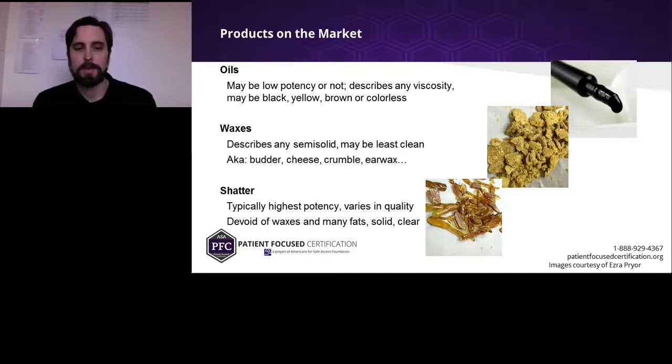Now, shatter is the layman's term for this very high potency product. It varies in its quality. It's been winterized often, and it's devoid of waxes, many fats, solids, and other substances, and often has a clear consistency, as you can see in the bottom. And each of these has their own ways of extraction, or you might use multiple methods. So you could have a CO2 extract that's further processed from a waxy substance into a shatter substance.